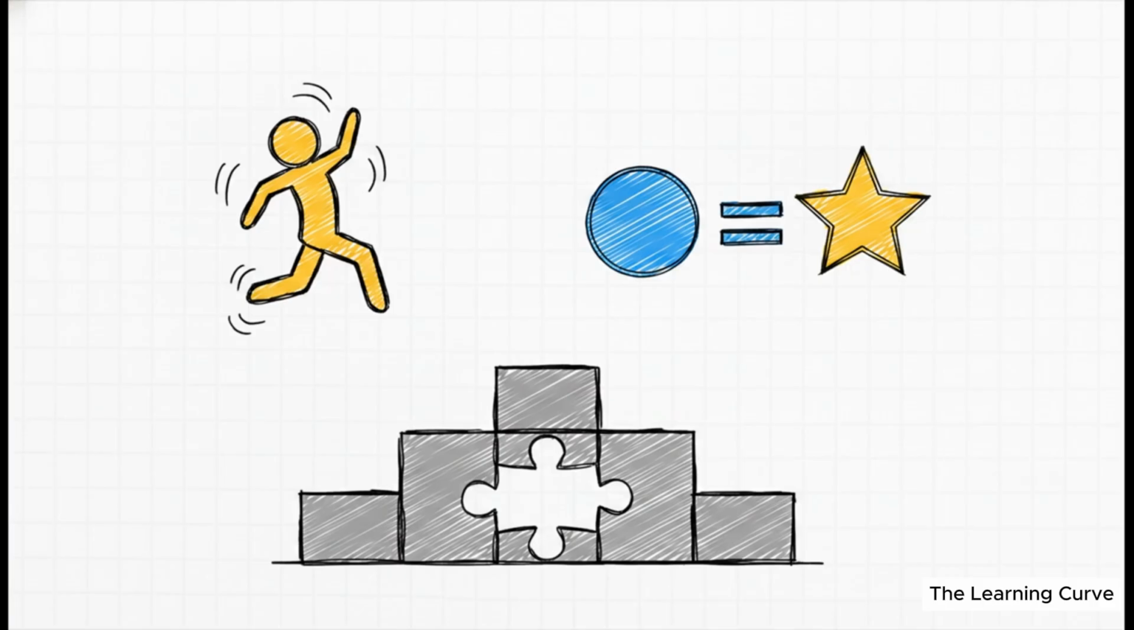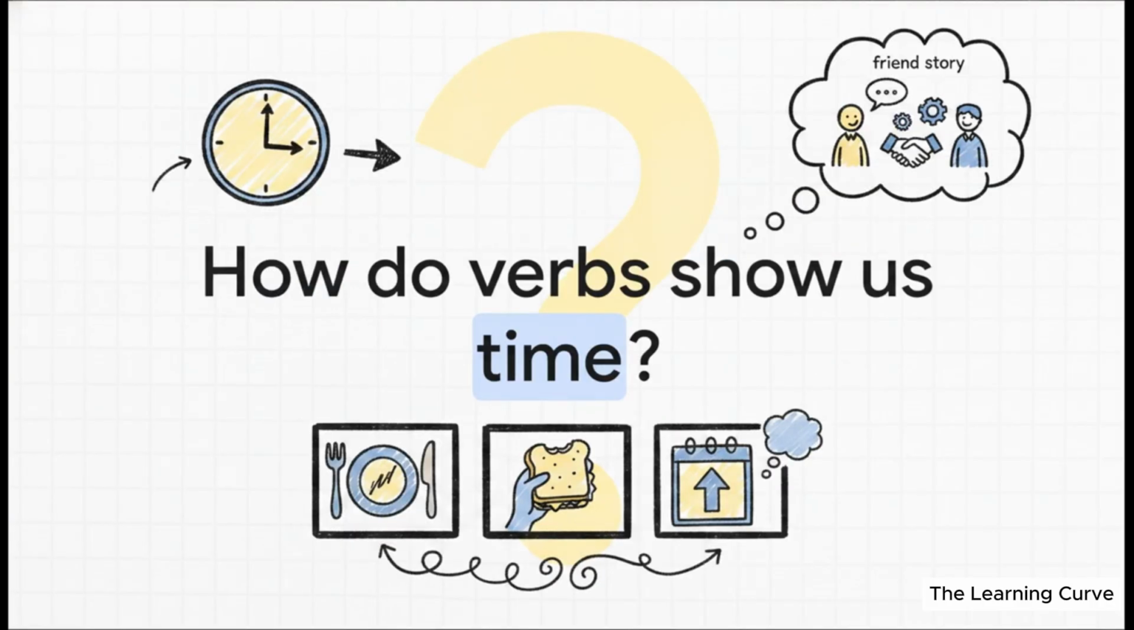But actually, a sentence with just an action or a link is missing a critical piece of the puzzle. It completely lacks a specific, vital dimension. And that missing dimension brings us right to the core question of today's explainer. How do verbs show us time?